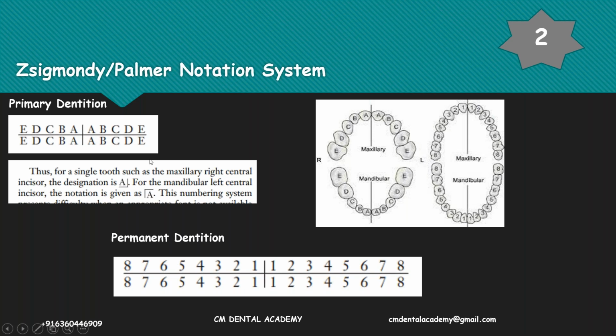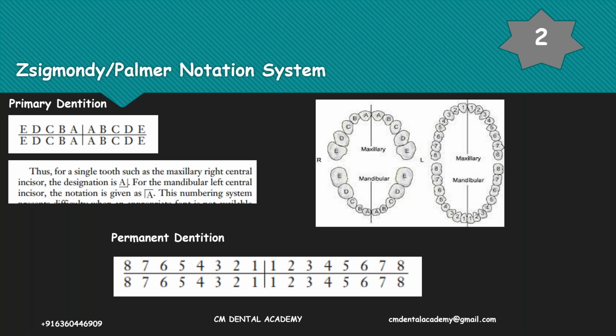In this system, the arches are divided into quadrants, with the entire dentition being noted like this. In case of the primary dentition, the upper arch and the lower arch are divided into quadrants. These are 1, 2, 3, 4 quadrants, but they are not numbered. Rather, each tooth is assigned a letter such as A, B, C, D, E. It depends on whether you are referring to the upper jaw, like the upper right central incisor, which is written as A. And in case of the lower, the left central incisor with this sign is written in the Zsigmondy Palmer notation.